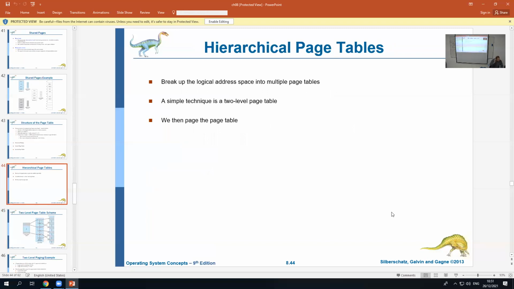So now let's look at this. Break up the logical address space into multiple page tables.